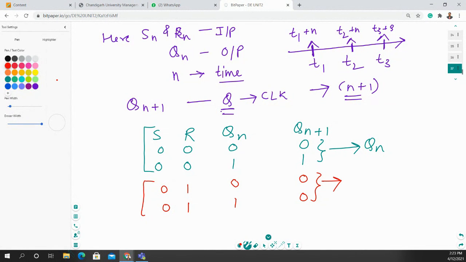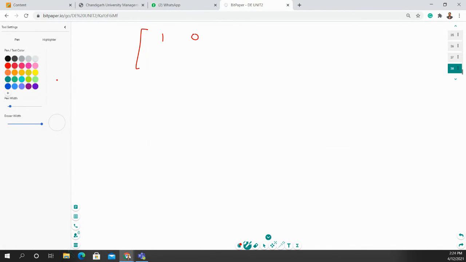So we call it a reset state. This is a reset state. Qn should be 0, but Qn plus 1 changes to 1. So Qn is 0 and Qn plus 1 is changing to the 1 position. And for 1 0, we take Qn right here. What is the output right now? It remains as 1. We say it is a set output.